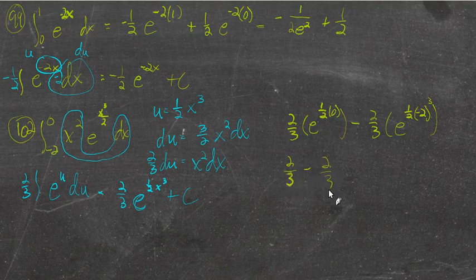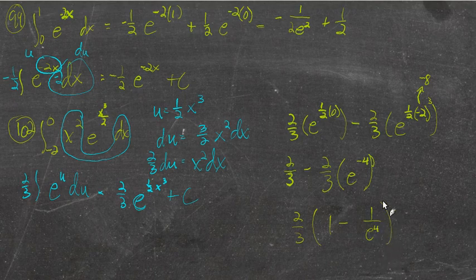Minus 2 thirds times e to the 1 half times negative 2 to the third. Negative 2 to the third would be negative 8. So negative 8 times 1 half is negative 4. So e to the negative 4. So we could factor out the 2 thirds and get 1 minus 1 over e to the 4th.